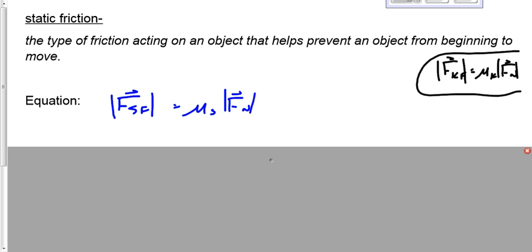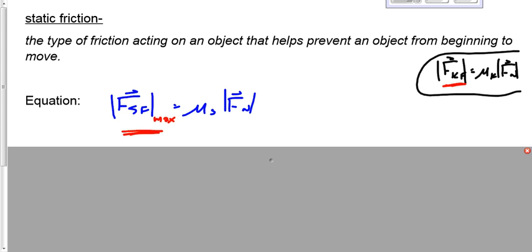Well, I missed something. Beside F_s, I'm going to put a max. F_s max. When we solve for F_k over here, we get the force of kinetic friction. When I solve for F_s max, we do not get the force of static friction. We get the maximum possible force of static friction. Not the actual value, but the maximum possible value.